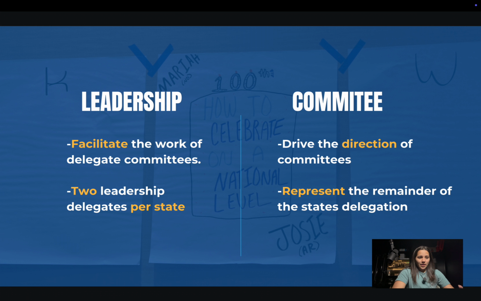And then something else to note, we talked about the two delegates that every state gets guaranteed. These are the leadership delegates, so they will be facilitating the work whenever we are in committees, and we'll talk about what that means later. But the remaining ones that were allocated are committee delegates. And they're really driving the direction of our committees and represent the remainder of the state delegations.